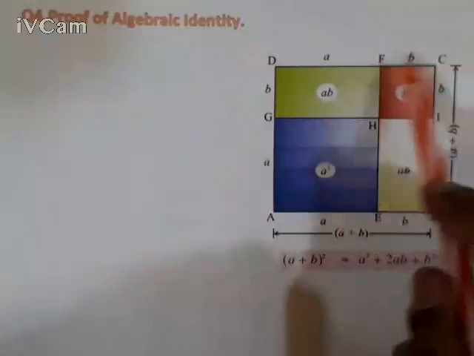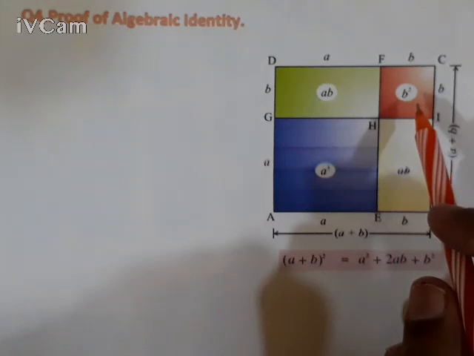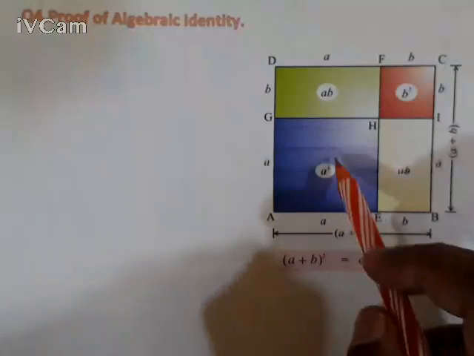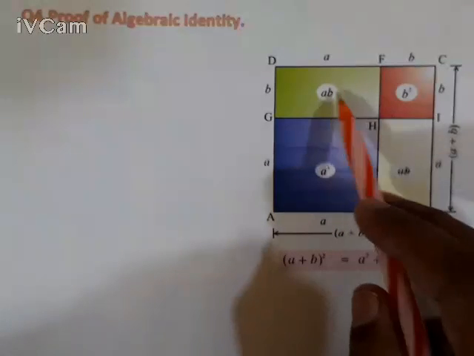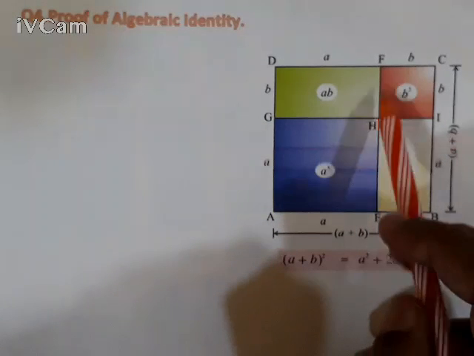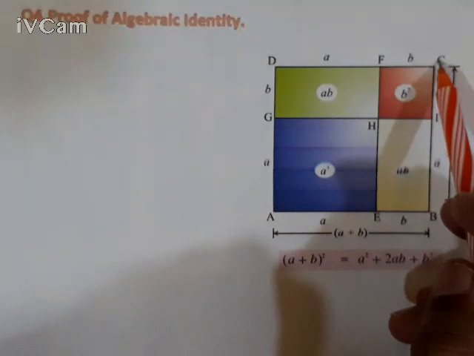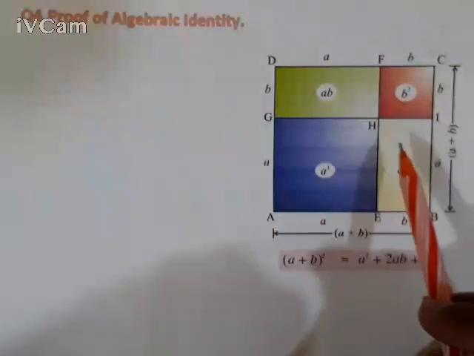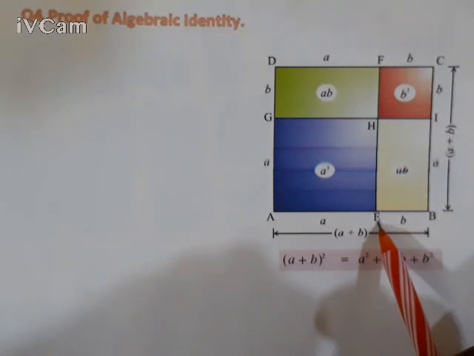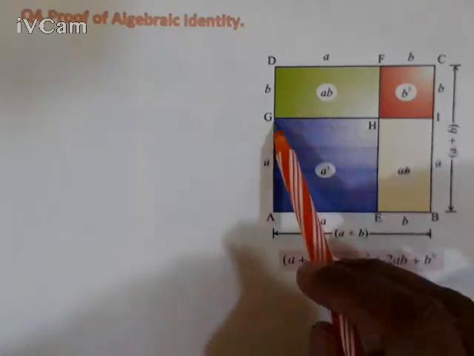Now we have to cut all these shapes. There are three kinds of shapes. The small one is a square and this is another big shape, it's also a square, and these two shapes are rectangles. GHFD is a rectangle, HICF is a square, HIBE is a rectangle, AEHG is a square.